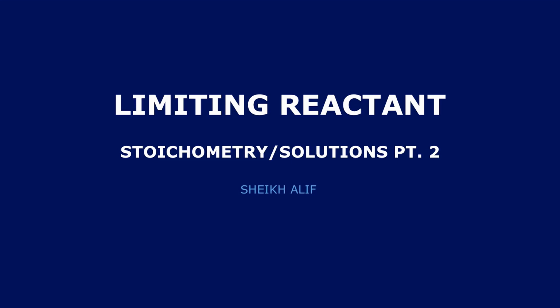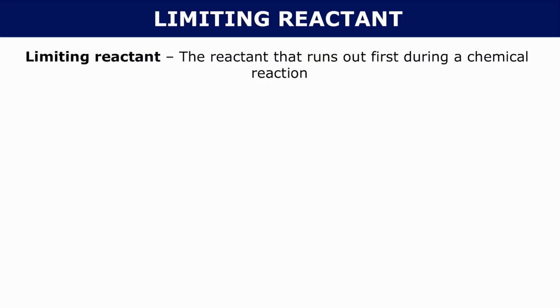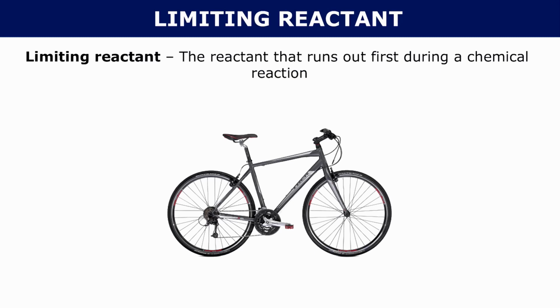Today we're going to be talking about a limiting reactant. So what is a limiting reactant? The limiting reactant is the reactant that runs out first during a chemical reaction. And a really common analogy that people use to understand what a limiting reactant is, is a bike.